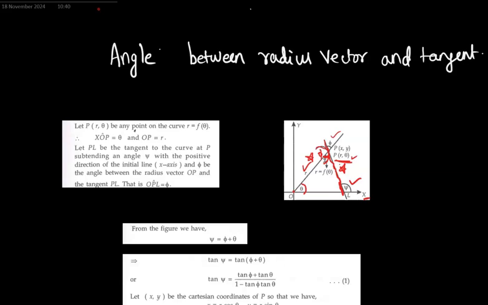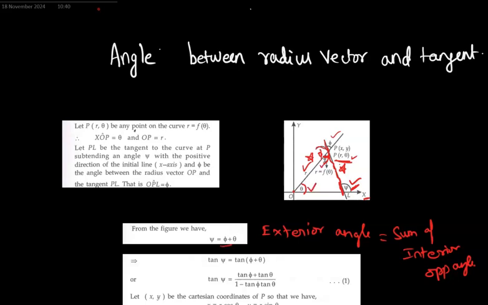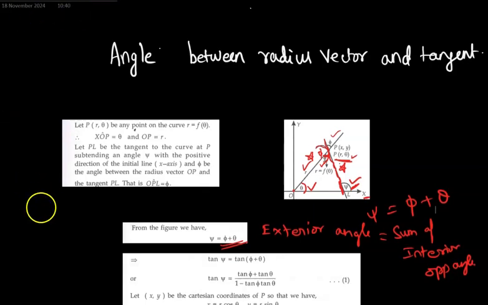Okay. So now, according to the basic rule in geometry, what is that? The exterior angle is equal to the sum of the interior opposite angles, right? So this exterior angle is psi. This is equal to this angle plus this angle. So psi is nothing but phi plus theta. Okay.